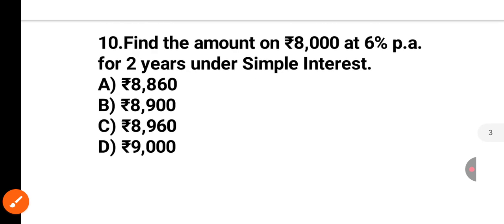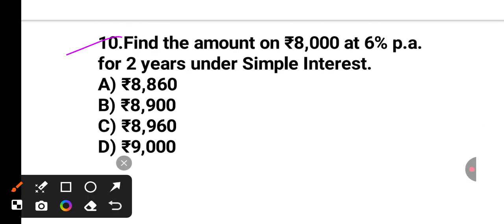Last question. Find the amount on 8,000 at 6% per annum for 2 years under simple interest. Find the amount.